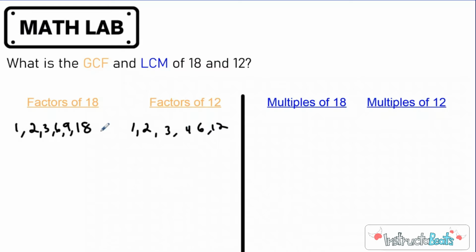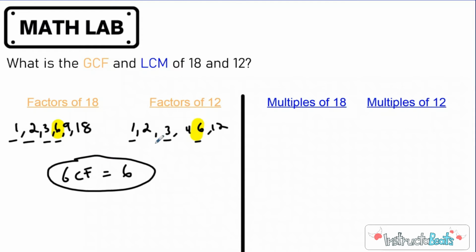All right, and if we're looking at this list, which ones do they have in common? So they have 1 in common, okay? They have 2 in common. They have 3 in common. They have 6 in common, and that's it. So out of those common factors, what is the greatest or the biggest? And that, of course, would be 6. So my greatest common factor of 18 and 12 equals 6. All right, so that's how I can use my listing strategy here.